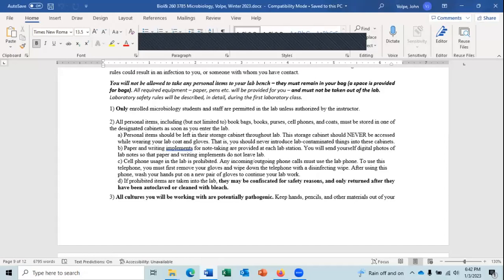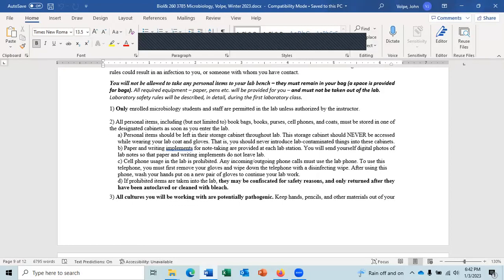Paper and writing implements would be supplied by us, so you generally don't need things like that. Cell phones would not be used in the lab, and you just keep them in your backpack. Anything that is prohibited from being in the lab would be confiscated for safety reasons, and they'd only be returned to you after they've been sterilized. And for something like a cell phone, that would destroy the cell phone.